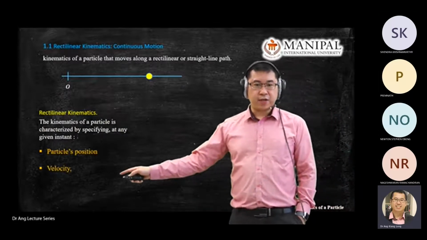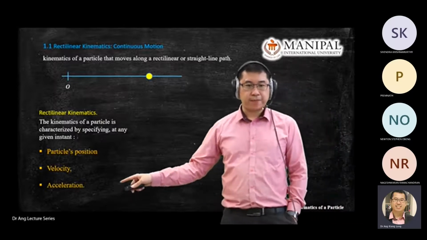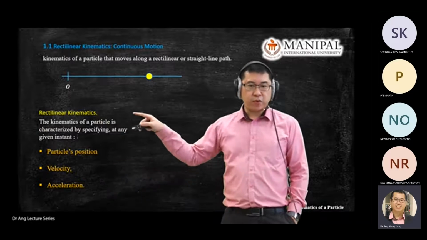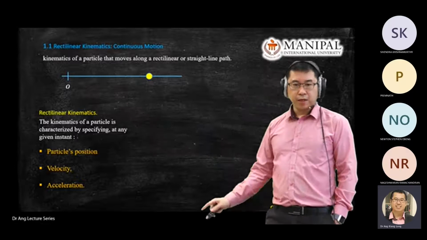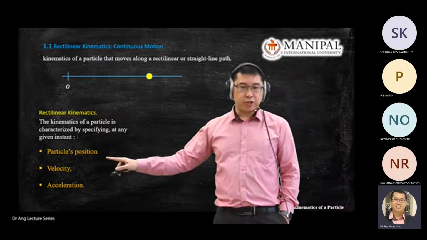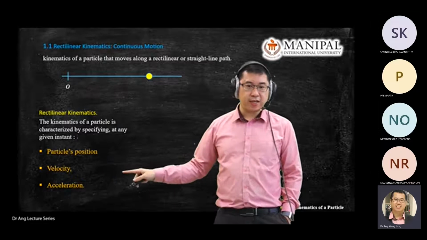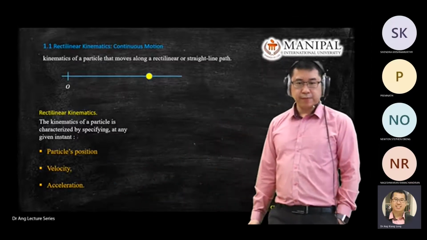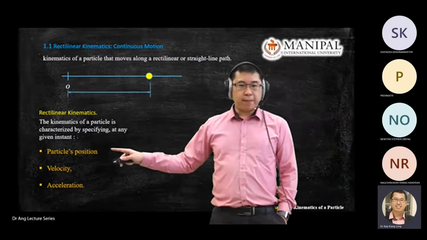Second, velocity. Third, acceleration. So these are the three keywords when we deal with kinematics problems. We will start with what is position. Then there is an equation to calculate velocity. There is a calculation for acceleration. So what do we mean by position?